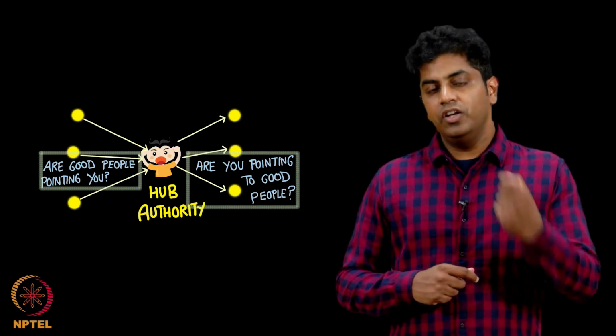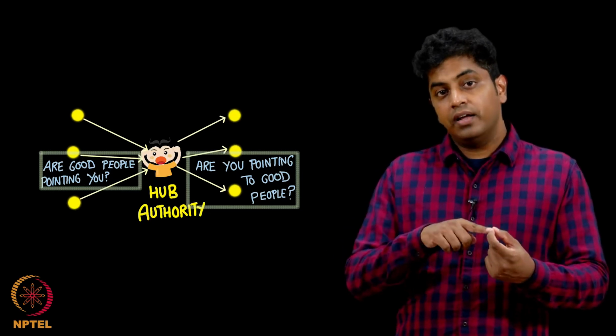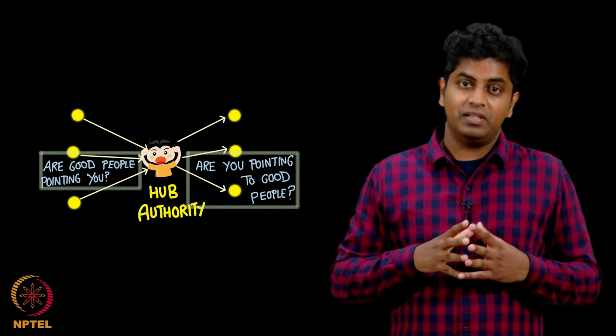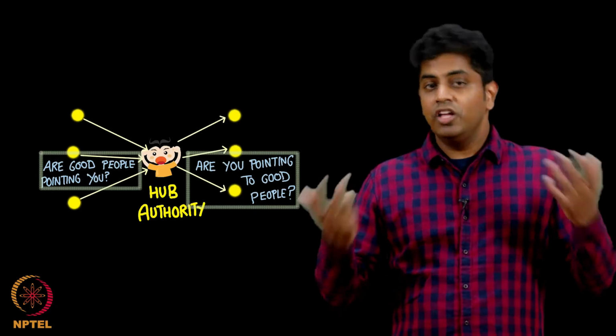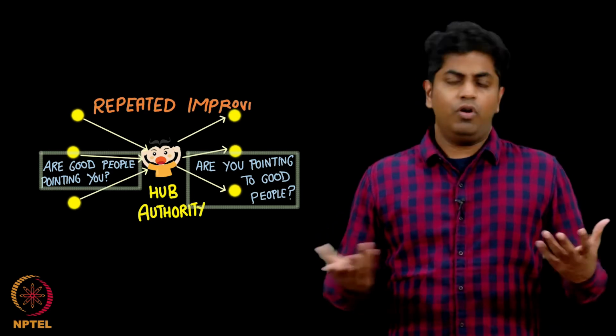You see, a node is good if it is pointing to good people, and people are good if they are being pointed at by good people. And how do you achieve this? You achieve this by repeated improvement. Where on earth is this useful?